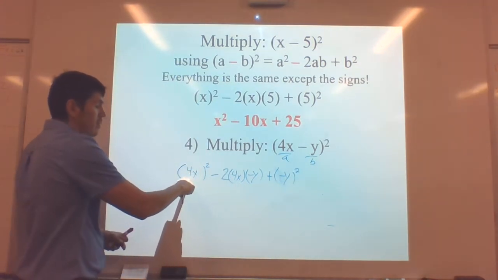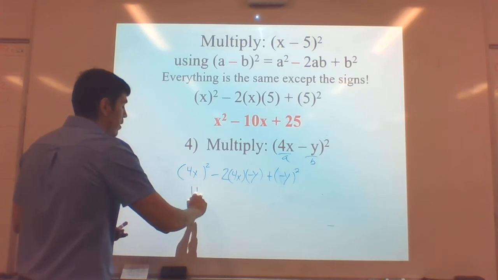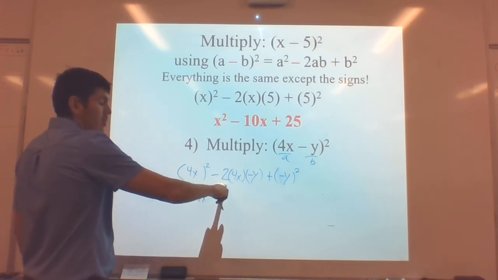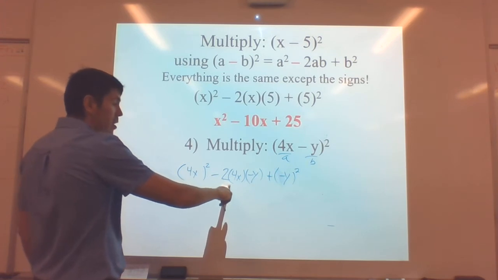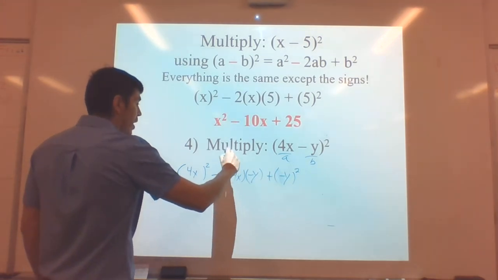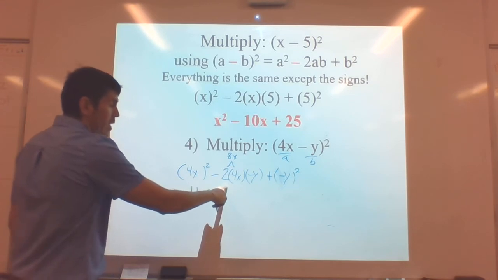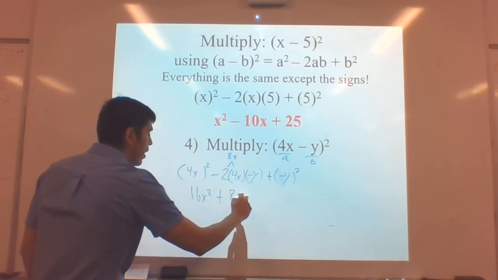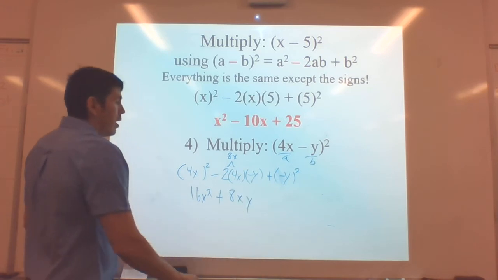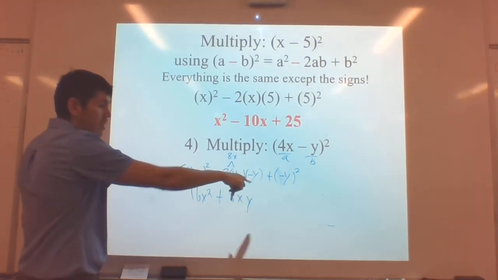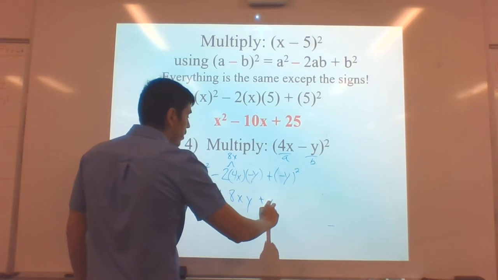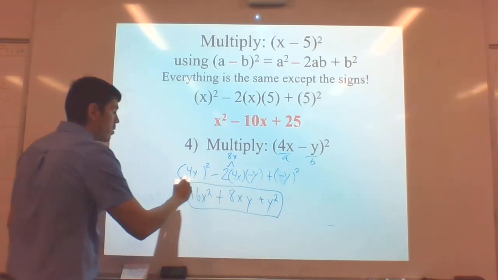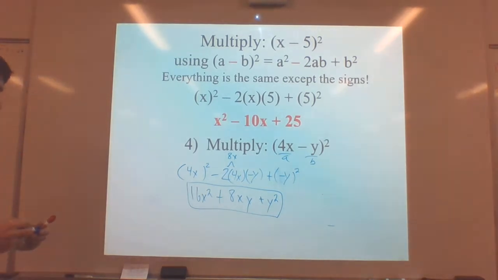And then I evaluate as best I can. So I'm going to take 4x squared. That's going to give me 16x squared. I'm going to have negative 2 times 4x, which is going to be negative 8x. Negative 8x times negative y is going to be a positive 8xy. And then negative y squared is going to give me positive y squared because we squared the negative. And this is my answer right there. Okay? Multiplying polynomials.